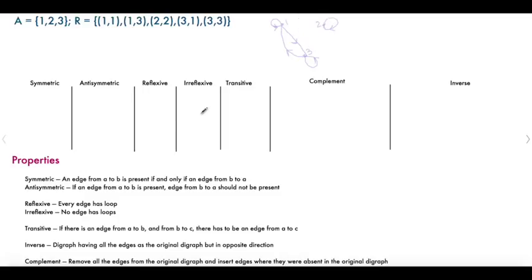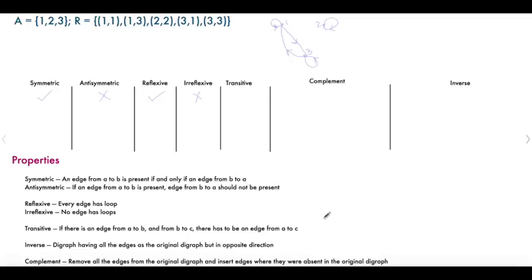Okay, now is it symmetric? An edge from A to B is present if and only if the reverse is. The edge from 1 to 3 is present and 3 to 1 is also present, so it is symmetric. Antisymmetric? No, for the same reason: 1 to 3 is present and 3 to 1 is also present. Reflexive, all vertices have loops, yes. Irreflexive? No. Transitive? We never encounter the condition that we have A to B and B to C, so since the starting condition is false, the overall statement is true.